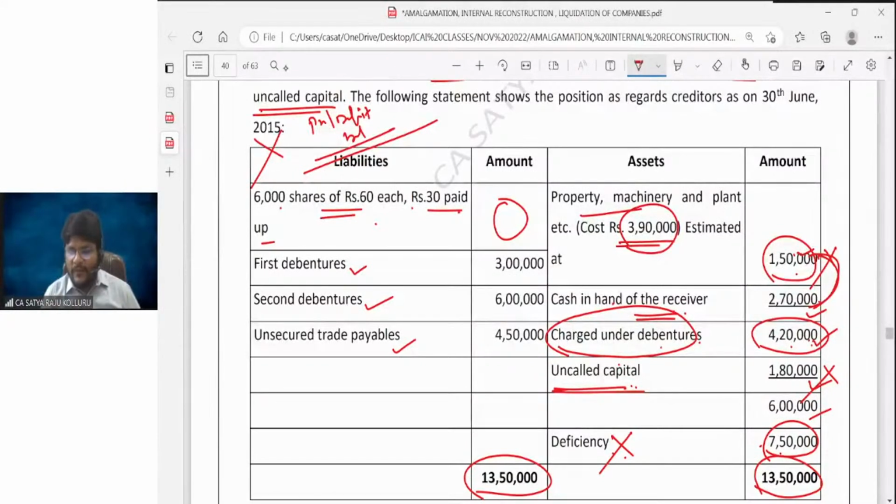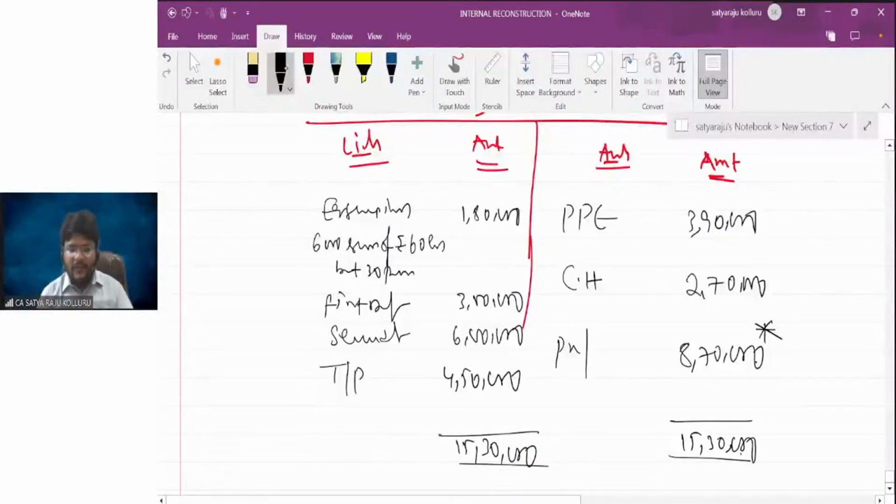What is the meaning of deficiency, sir? We are going to see the meaning of deficiency in the chapter liquidation of companies. I don't want to discuss such factors in this chapter because our next chapter itself is liquidation of companies. That's why. Are you with me? Do you agree, guys, all of you? Let me check the query box. It's 8,70,000, right? Fine, super.